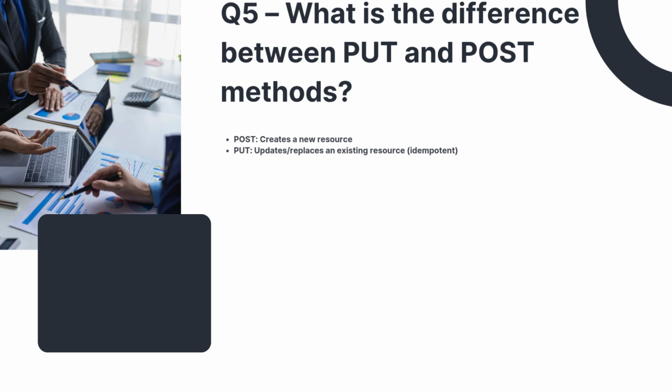Here, keep it simple. POST is used to create new resources. For example, adding a new user. PUT is used to update or completely replace a resource. For example, updating a user's email. Remember, PUT is idempotent, meaning calling it multiple times won't change the result.